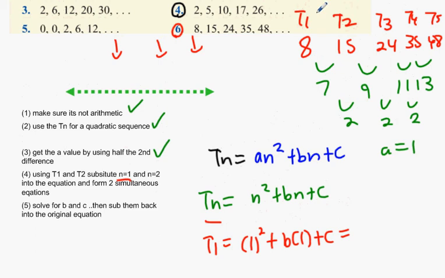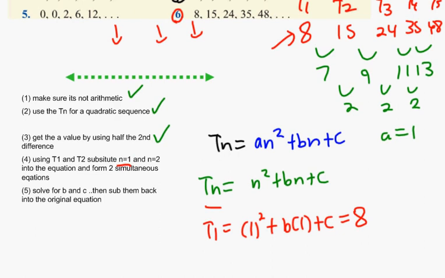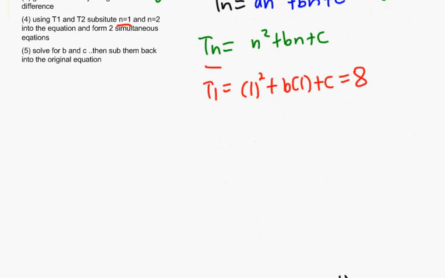what is T1? T1 is 8, yeah? T1 is equal to 8. When you put 1 in, the answer should be 8. Now look what happens next, guys. What is 1 squared? 1. What happens when you bring 1 over to your side? 1 times b. b plus c equals 7. I formed one simultaneous equation. How do I form the second simultaneous equation?